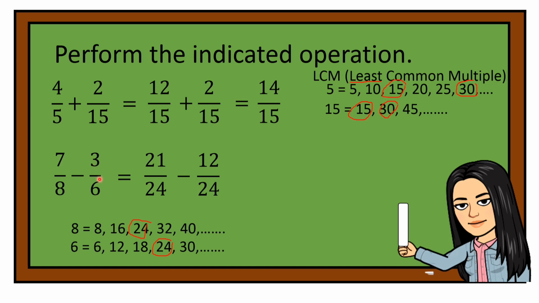of 3 over 6. So that would be equal to, subtract the numerators and then copy the denominator. 21 minus 12 is equal to 9, and then copy the LCD, which is equal to 24. So 9 over 24 can be simplified, and that would be equal to 3 over 8.